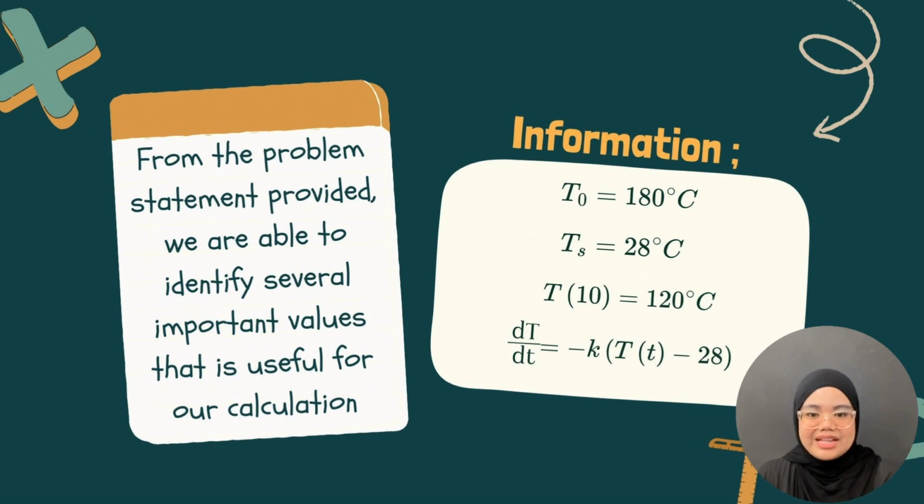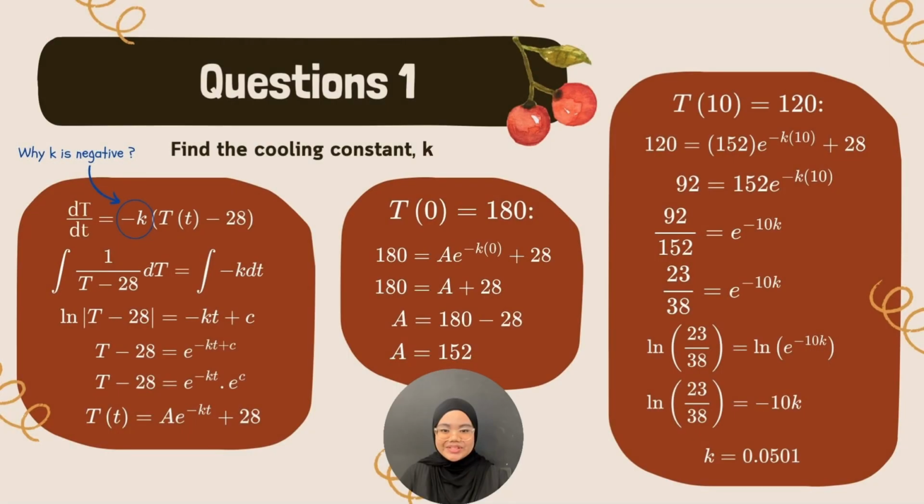The negative sign value at the K is important because it shows the temperature is decreasing. To solve this equation, we separate variables for differential temperature and differential time, which is the integral of 1 over T minus 28 dT equal to the integral of negative K dt.